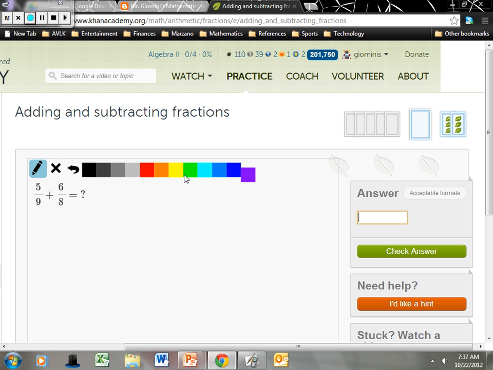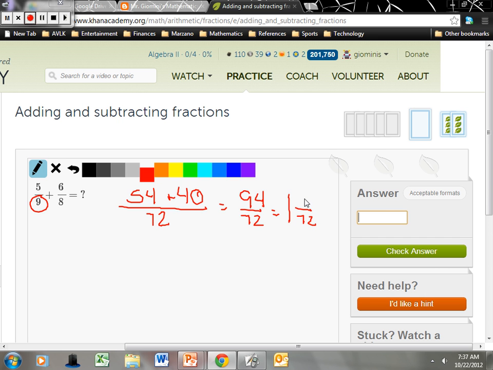Let's try that other algorithm I use, that cross product, I'll call it. I'm just going to multiply these two together. 9 times 8 is 72. I'll put my fraction bar. Now I just use cross product. So I go 9 times 6. 9 times 6 is 54. Plus 8 times 5 is 40. That'll give me 94/72, which I believe goes in once. 72 goes into 94 once.